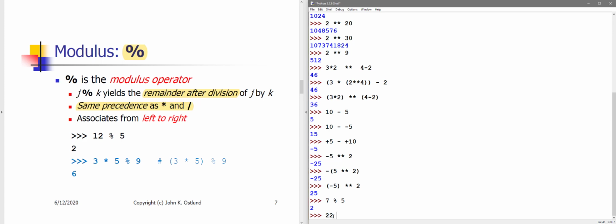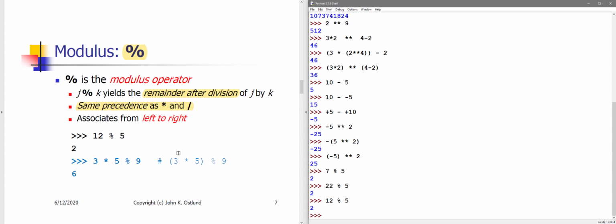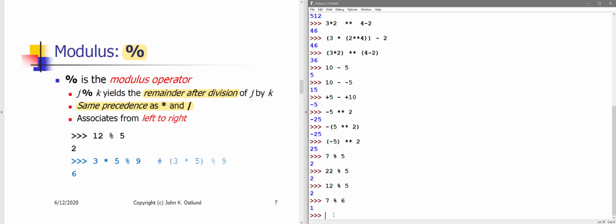22 mod 5. All right, well, 5 goes into 22 4 times with 2 left over, so there's, again, a remainder of 2. 12. These values I'm making up all have remainders of 2. So from the notes, we have 12 mod 5, which has a remainder of 2. I promise it's possible to get other values. For example, if I say 7 mod 6, of course, I'll get a 1. If I say 7 mod 4, I'll get a 3.